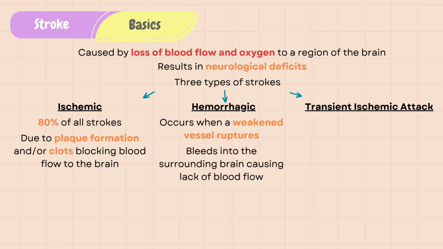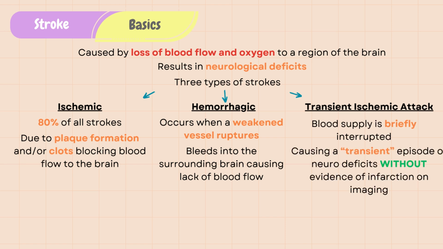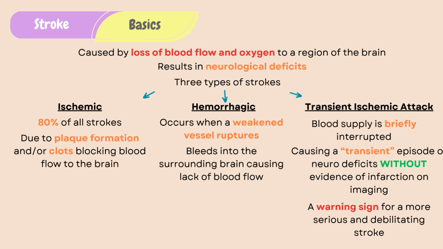Transient ischemic attacks occur when blood supply to a part of the brain is briefly interrupted, causing a transient episode of neurodeficits without evidence of infarction on imaging. TIAs are often warning signs that a patient is at risk for a more serious and debilitating stroke.